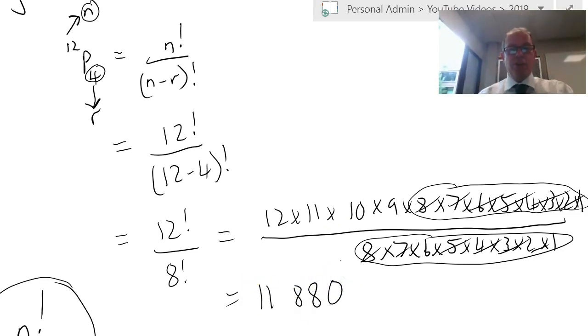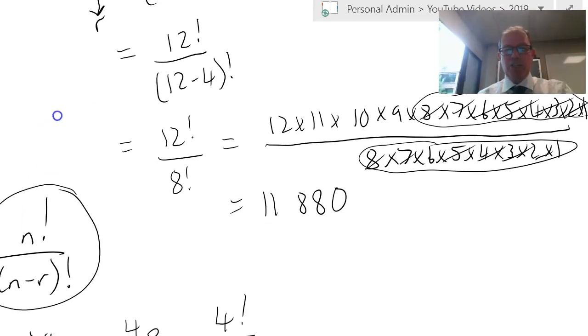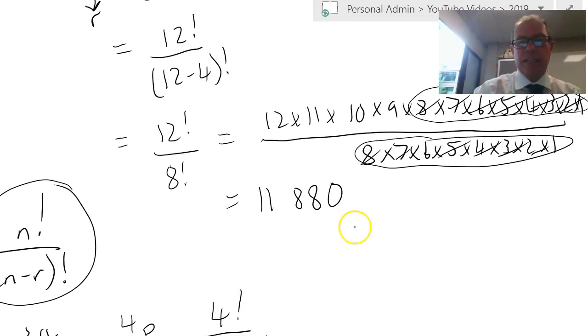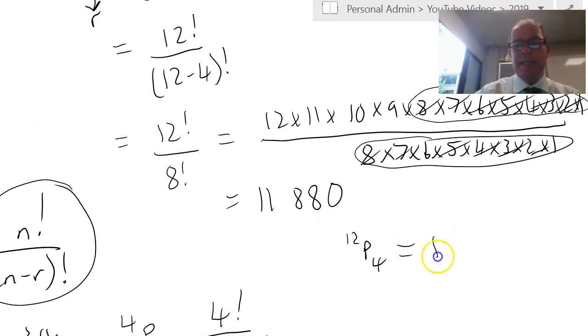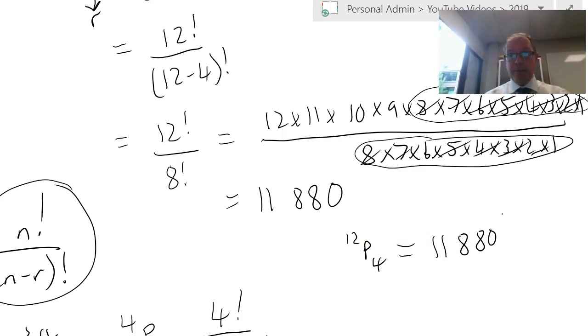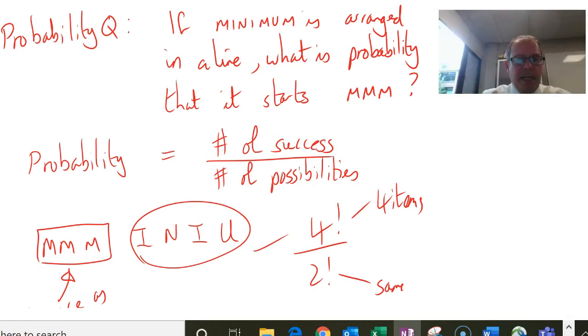11,880. So another way that you can actually do this question is go straight to your calculator and work out 12p4 to get 11,880 ways. So there's another way of doing it, the formula way or the intuitive way I first showed you. Now let's do another example. This is a nice little question.